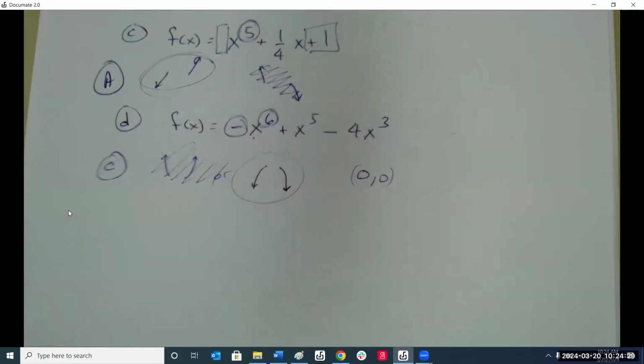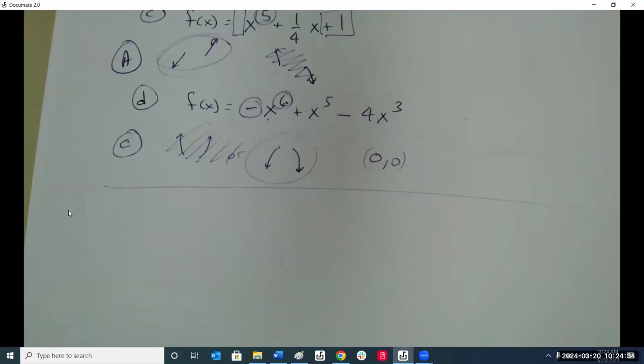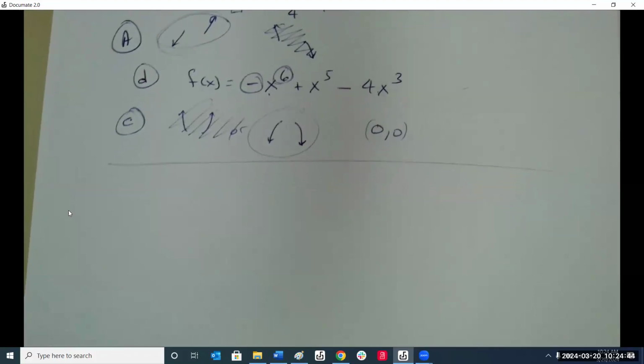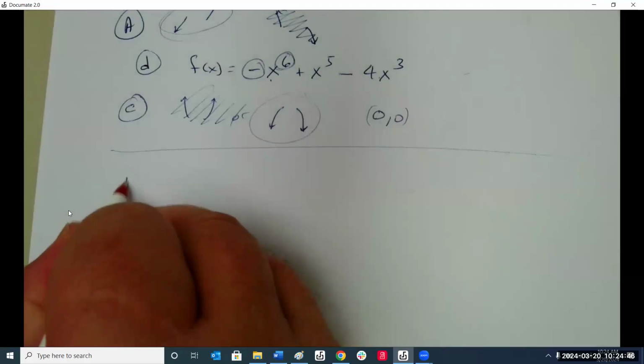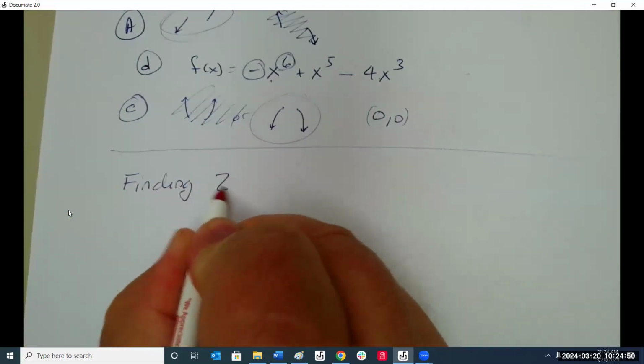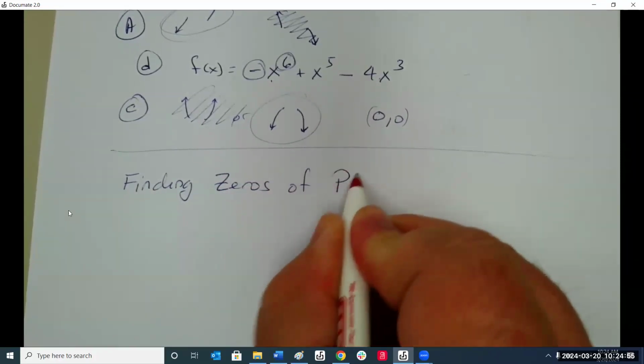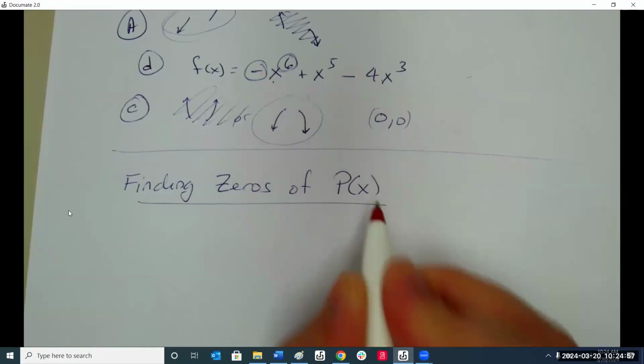So far, so good. Just by looking at the equation, we should have an idea what the graph's going to look like, what the end behavior is going to look like, what the direction is. Now, finding zeros of polynomial functions.